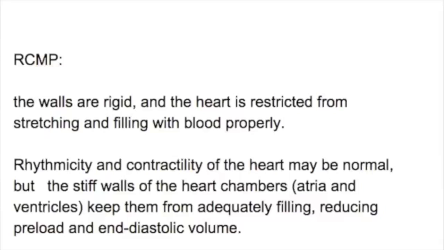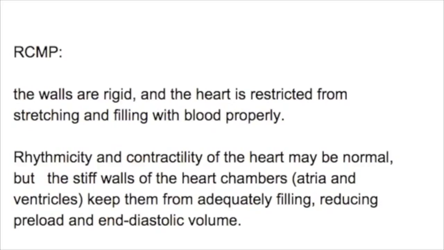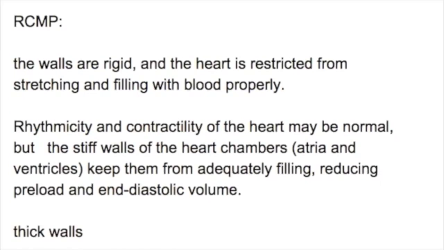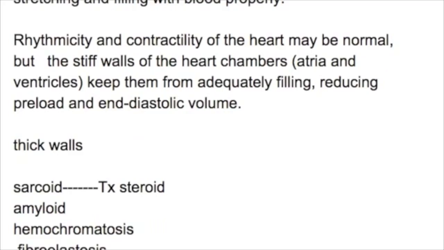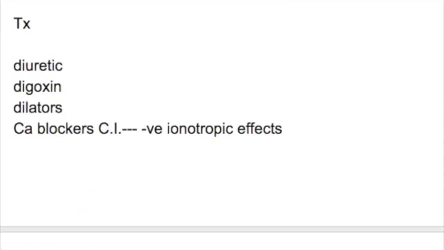So what is restrictive cardiomyopathy? This is the condition where the walls are rigid and stiff, but the rhythmicity and contractility of the heart may be normal. What are the conditions that cause restrictive cardiomyopathy? They are sarcoidosis, which is treated with steroids, amyloid, hemochromatosis, endocardial fibroelastosis, and Noonan syndrome.